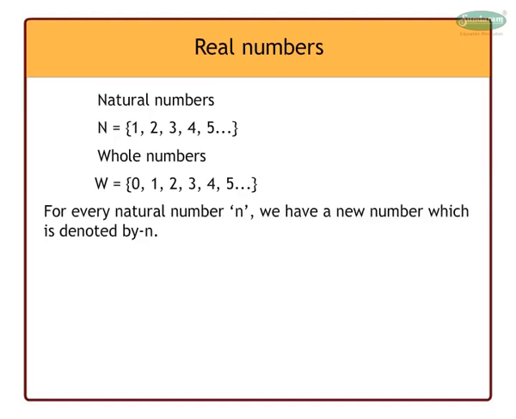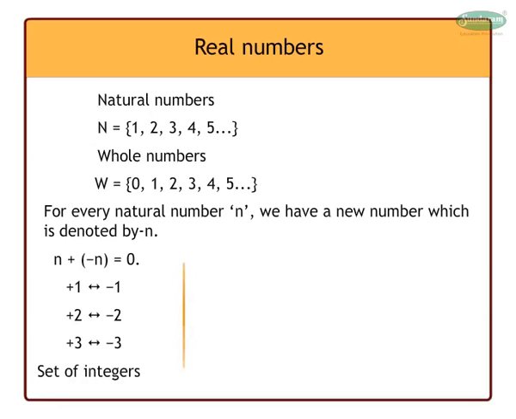For every natural number n, we have a new number which is the opposite of n and is denoted by opposite of n, such that when we add these two, the result is 0. Hence, n plus opposite of n is equal to 0. Hence, for every positive number like +1, +2, and so on, we have their opposite numbers -1, -2, -3, and the list moves on. This set of numbers, which includes natural numbers, 0, and the opposites of all natural numbers, is called the set of integers, represented by I.